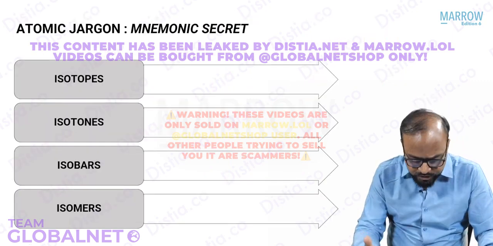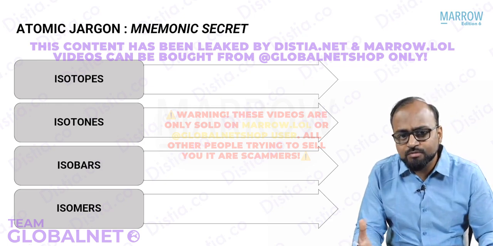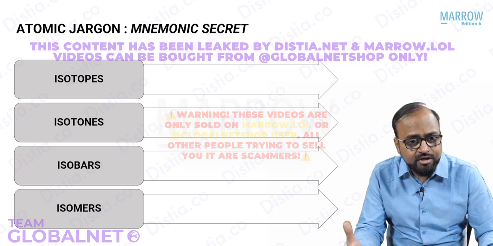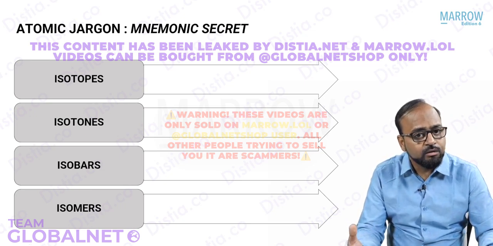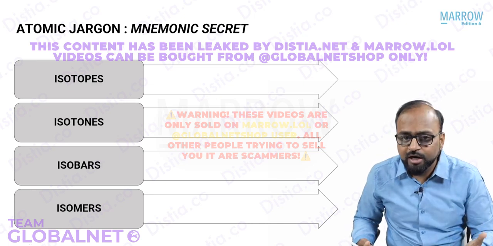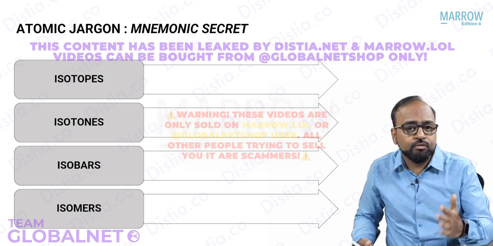Now let us jump to these important terms. These are atomic jargon terms. And why are they jargon terms? Because we have been studying them right from our school days, but still we don't remember them well. That is because we have been studying them wrong. We have been mugging them up. And remember, whenever you mug up something, it is highly likely that you're going to forget it.